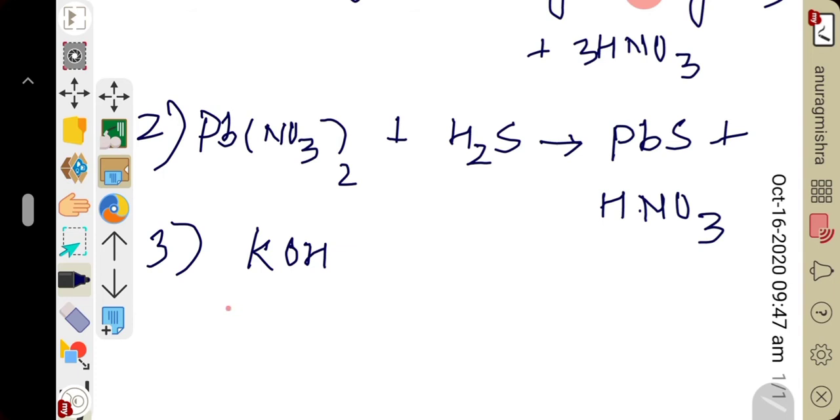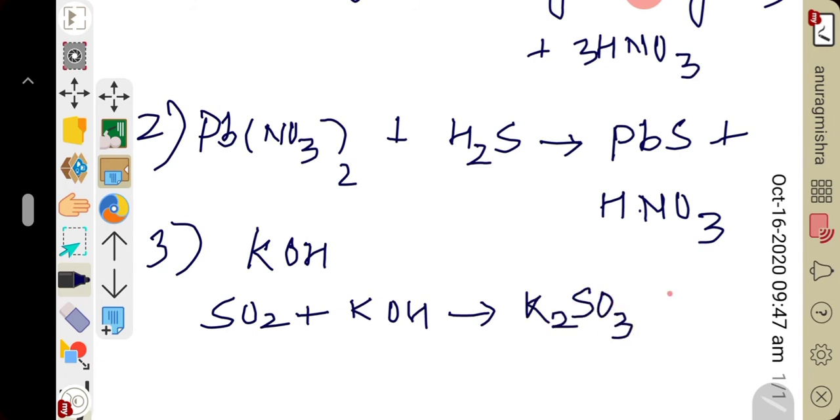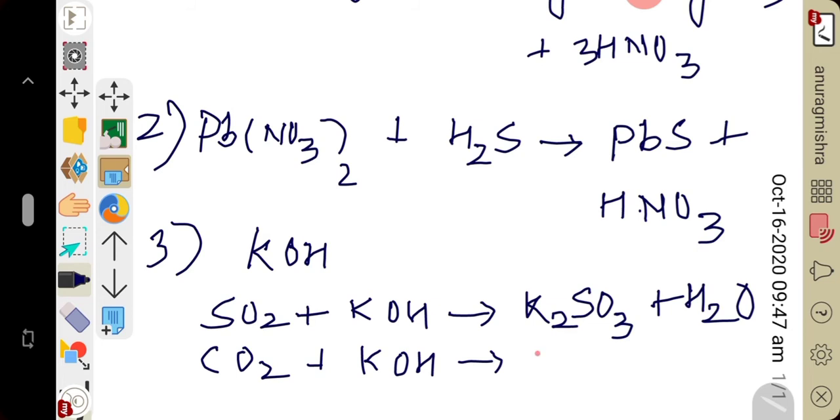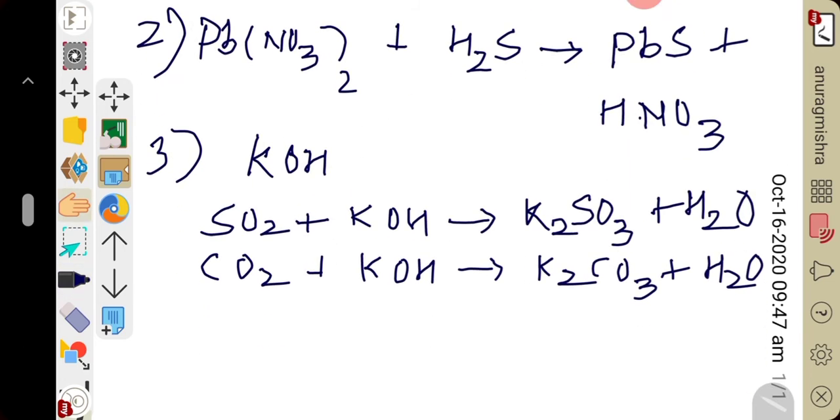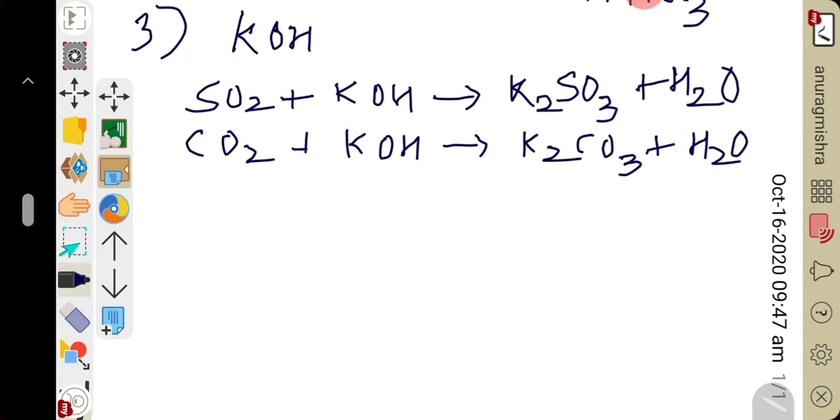So SO2 undergoes reaction with KOH to form K2SO3, potassium sulfite, plus H2O. In this way, sulfur dioxide is removed from hydrogen gas. Similarly, CO2 undergoes reaction with potassium hydroxide solution to form K2CO3 plus water molecule. In this way, the impurity of CO2 is removed from hydrogen gas.